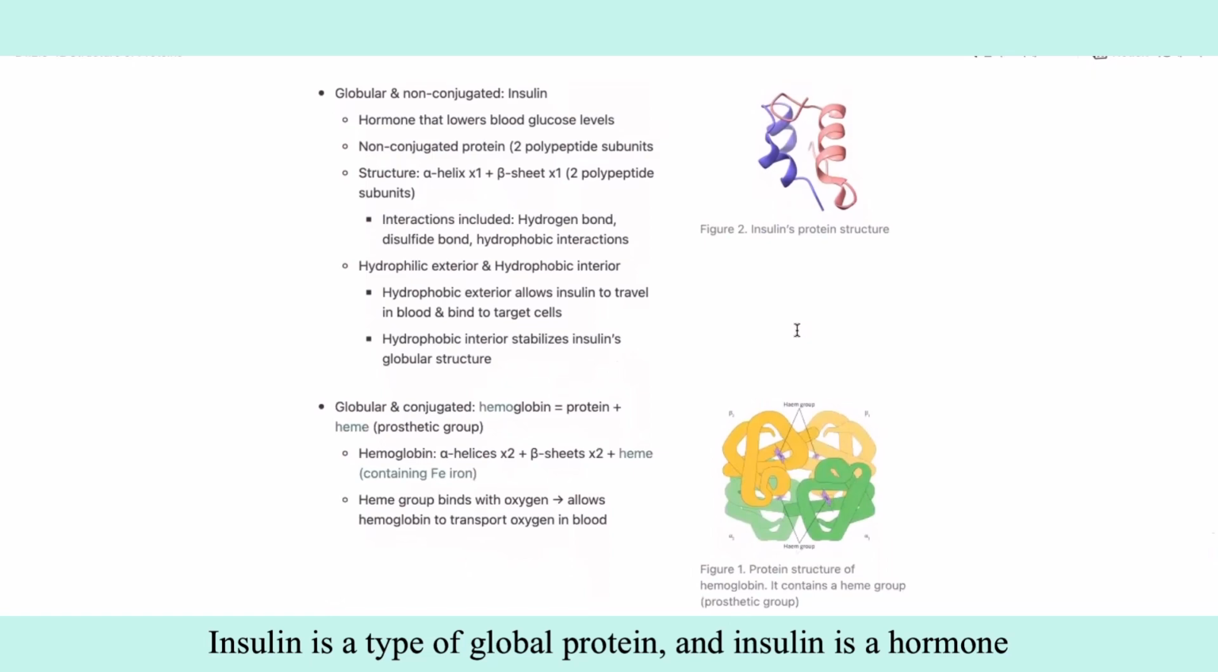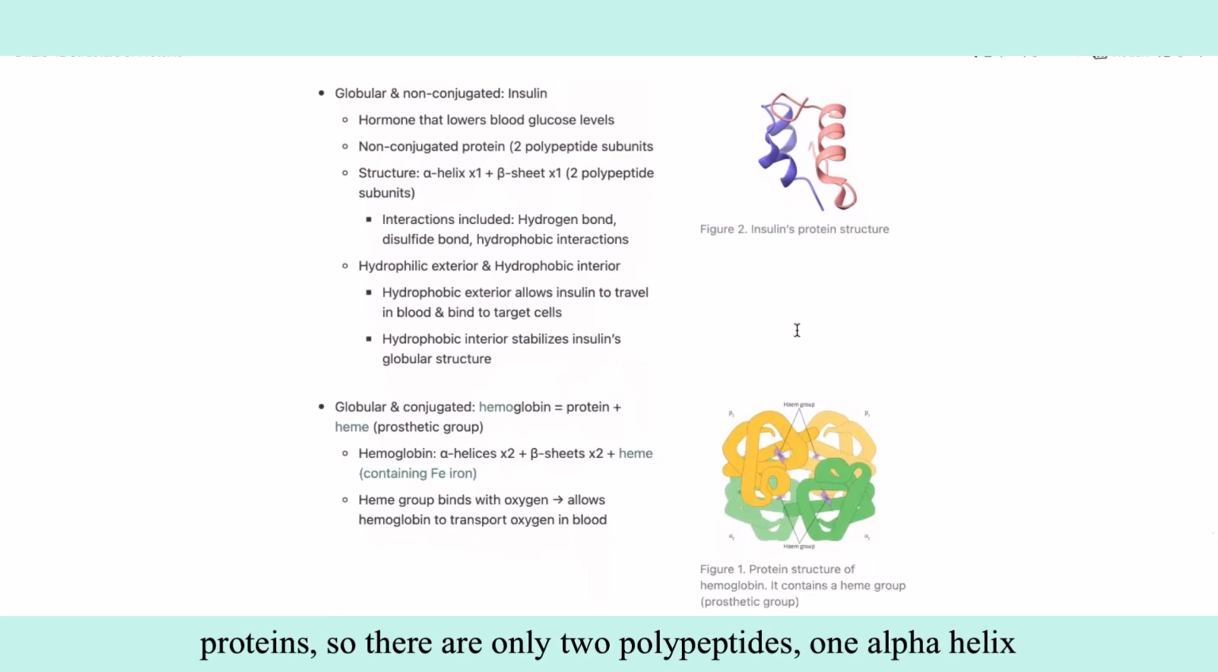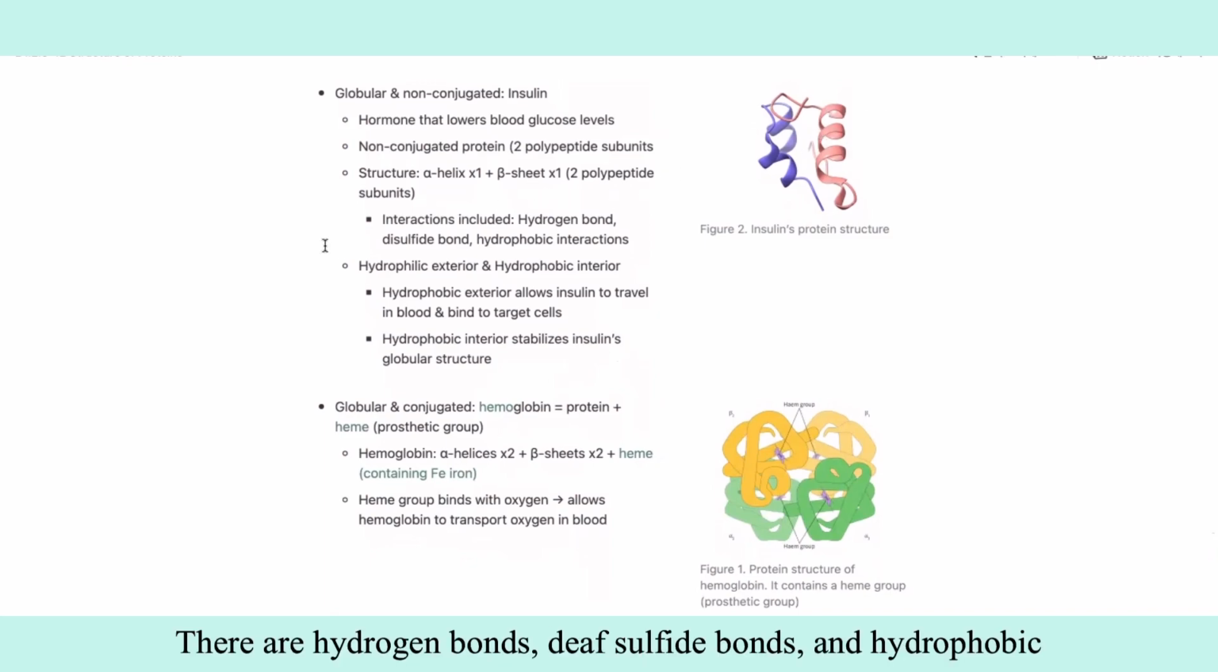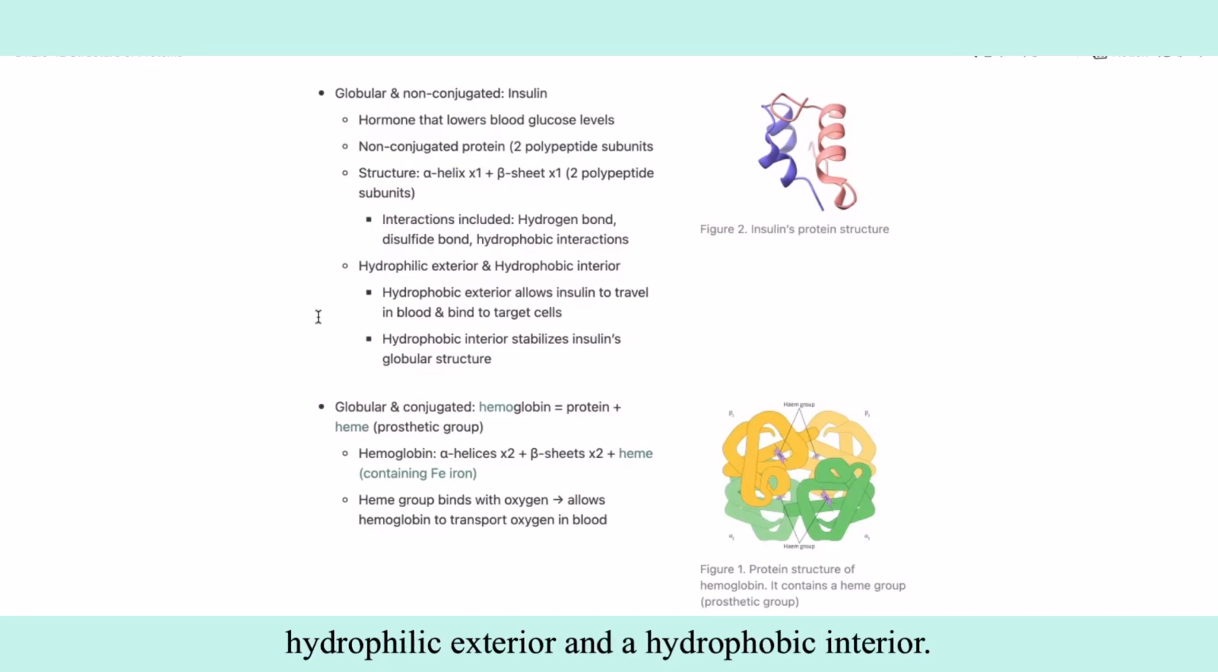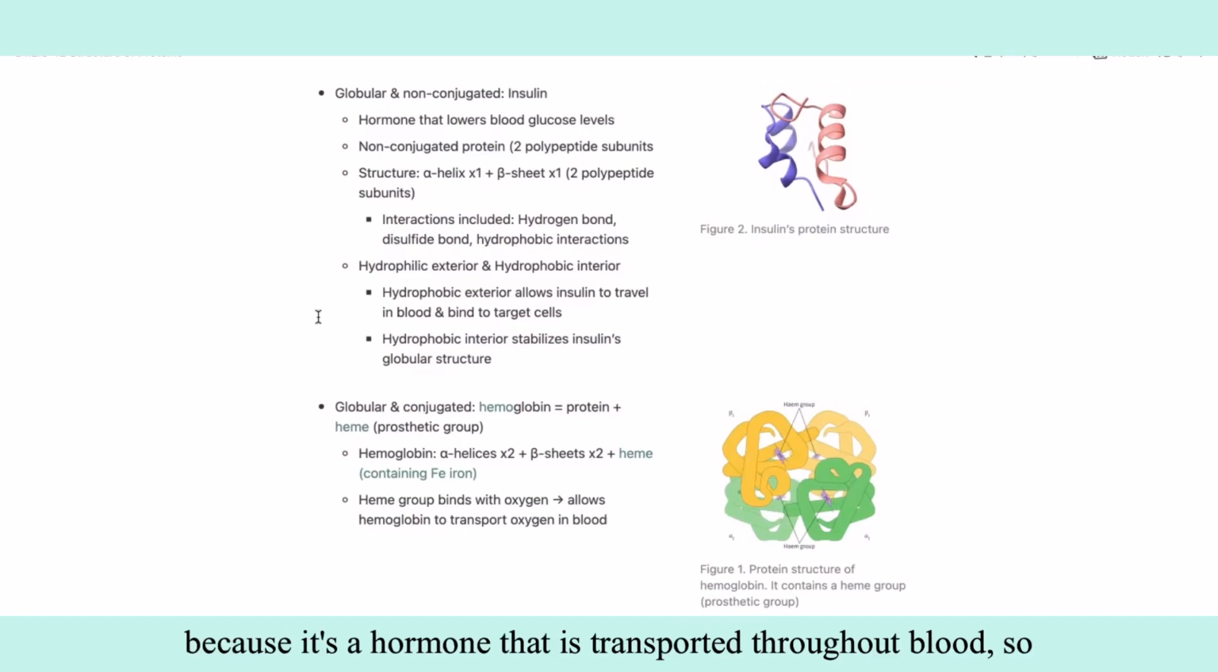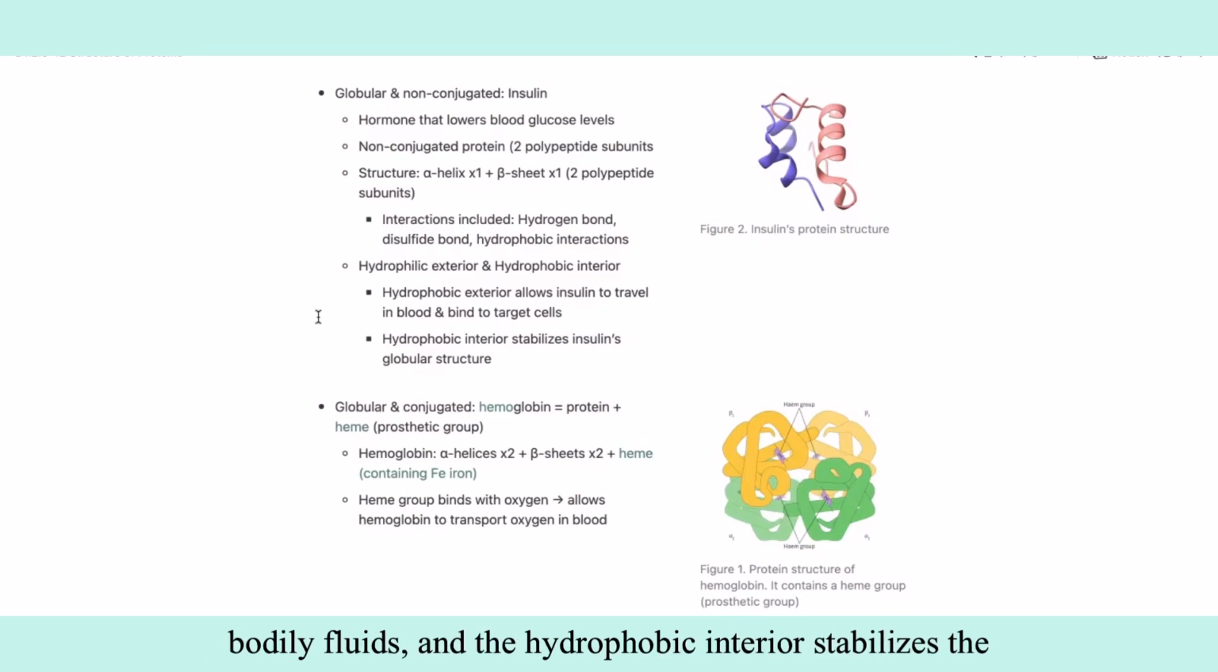Insulin is a type of globular protein, and insulin is a hormone that lowers blood glucose levels, and it's a non-conjugated protein. There are only two polypeptides, one alpha helix and one beta pleated sheet. There are hydrogen bonds, disulfide bonds, and hydrophobic interactions occurring within the insulin. It has a hydrophilic exterior and a hydrophobic interior. This is because insulin has to travel through blood, as it's a hormone that is transported throughout blood. The hydrophilic exterior allows insulin to come in contact with bodily fluids, and the hydrophobic interior stabilizes the insulin's round structure.